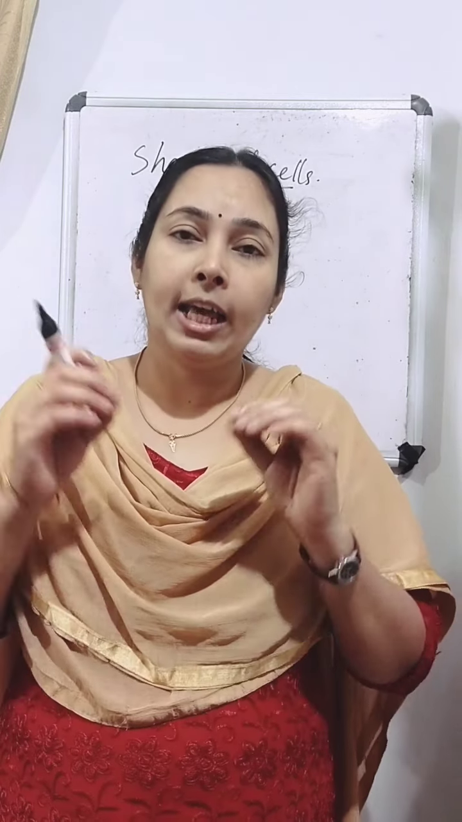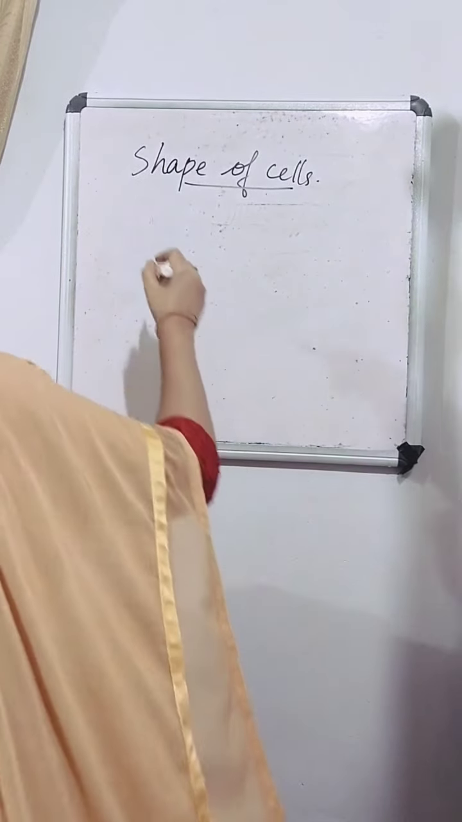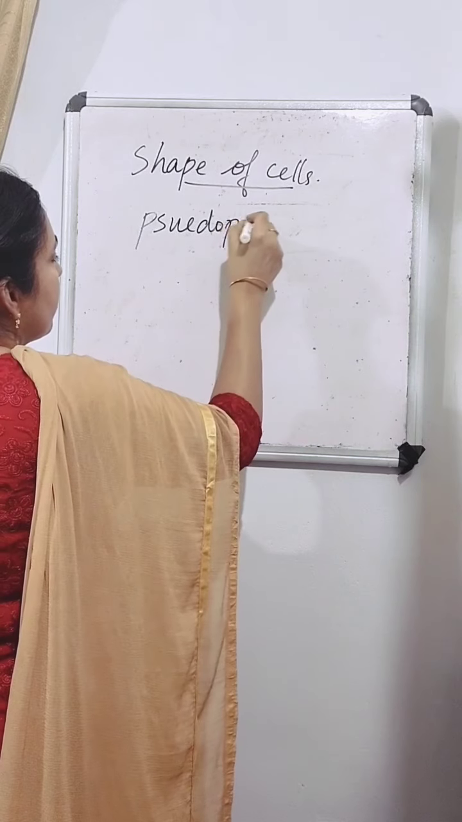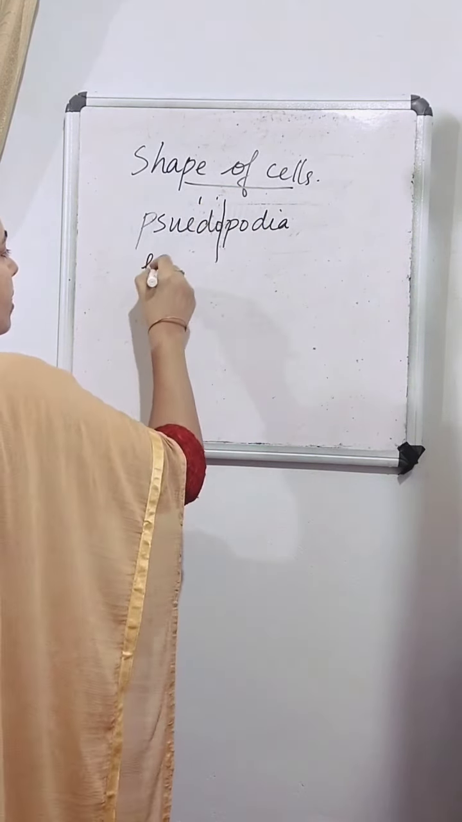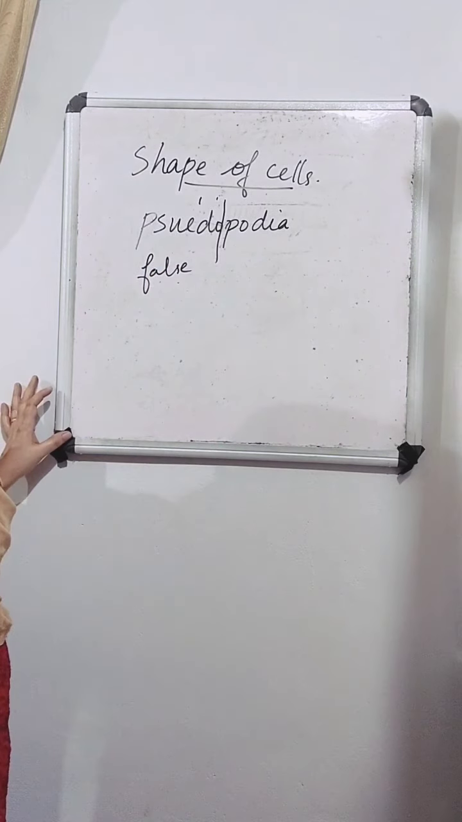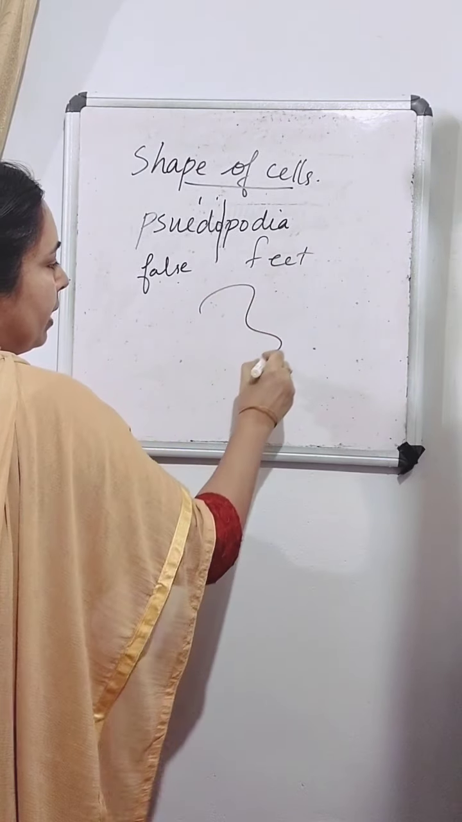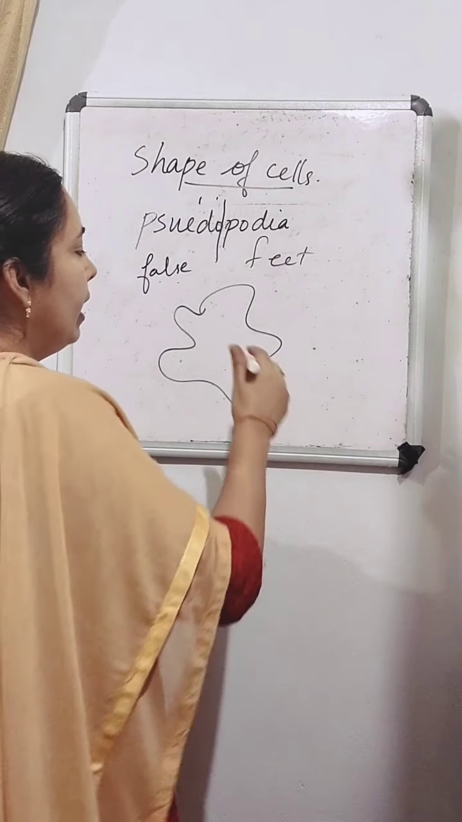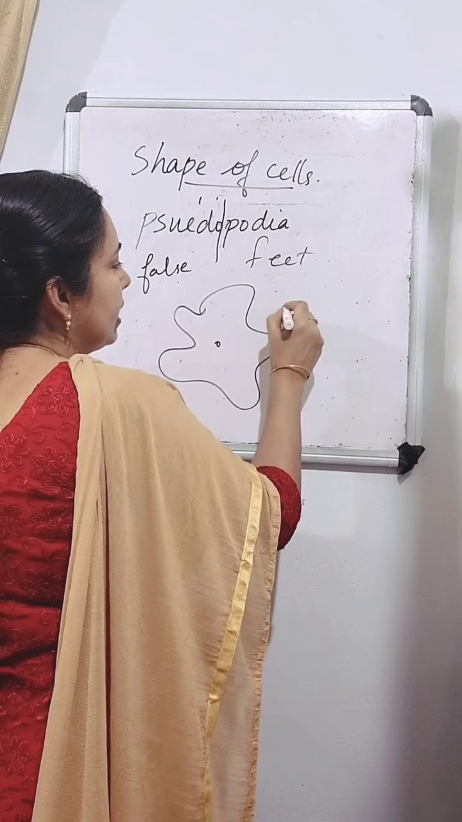And this amoeba takes food using finger-like extensions of the cell surface called pseudopodia. So pseudo means what? Pseudo means false. Then podia means what? Feet. So if anybody asks you to draw an amoeba, you can draw it in any way because it does not have a definite shape.